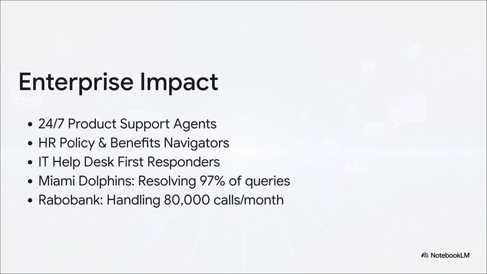And we're not just talking about trivial tasks here. Real enterprises are doing this today. They're deploying 24/7 product support agents hooked into SharePoint for instant answers. They've got HR navigators knocking down routine PTO questions by up to 70%. Take the Miami Dolphins, for example. They use an agent to handle thousands of fan requests, automatically resolving an incredible 97% of those conversations. That frees up their human reps to actually focus on selling tickets. Or look at Rabobank out in the Netherlands, blending AI and human support to handle 80,000 automated calls every single month. That is the kind of true scale we're talking about.